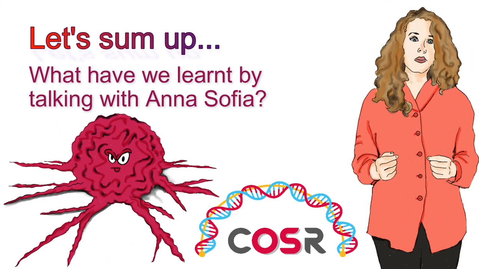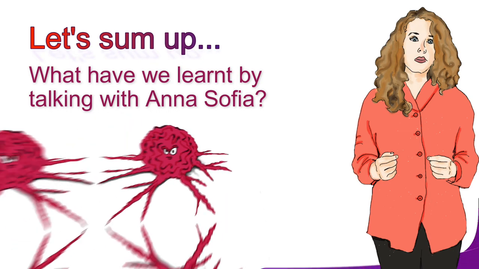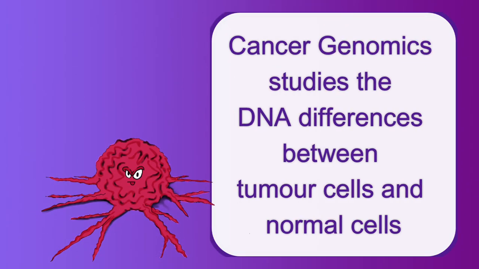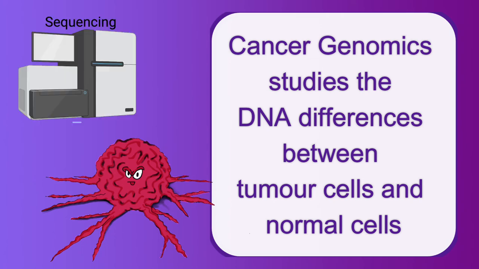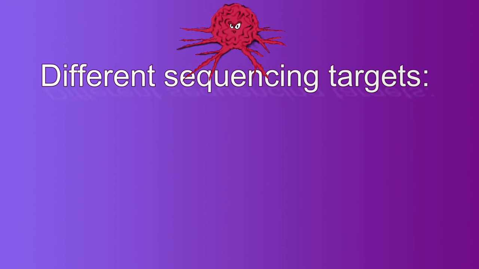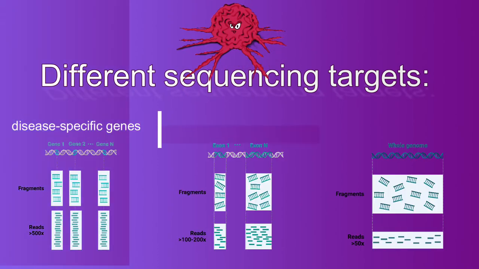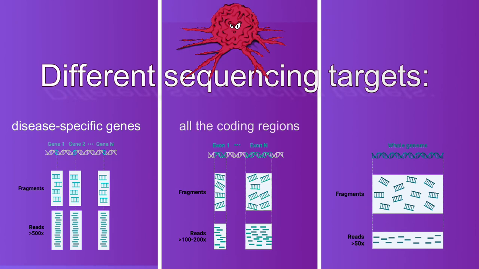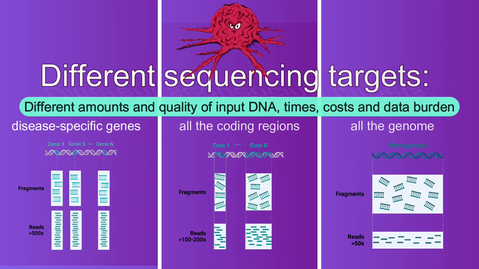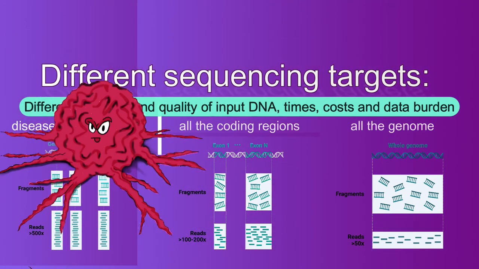Let's sum up what we have learned by talking with Anna Sofia from the Center for Omics Sciences at Ospedale San Raffaele. Cancer genomics studies the DNA differences between tumor cells and normal cells, which can be detected by genome sequencing. Depending on our questions, we can opt for different sequencing targets: disease-specific genes, all the coding regions, or all the genome. And we have seen that different sequencing targets require diverse amounts and quality of input DNA, and are characterized by different times, costs, and data burden.